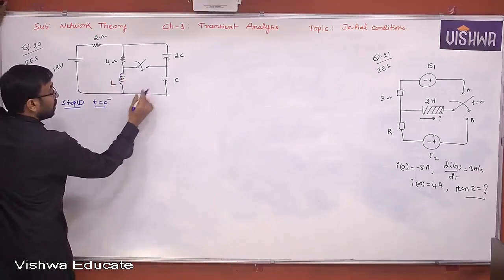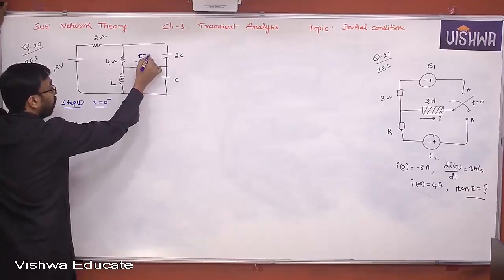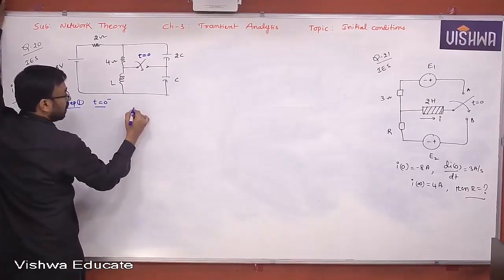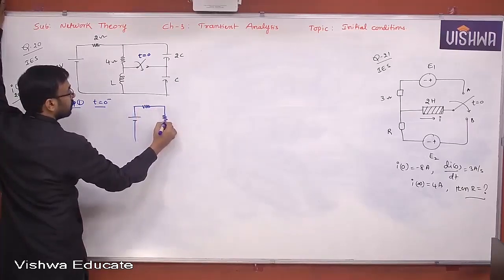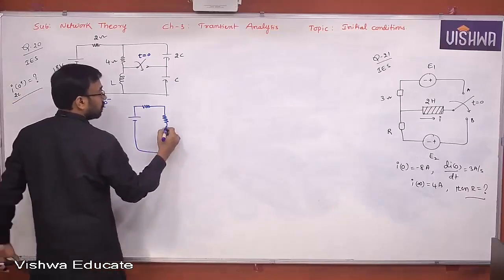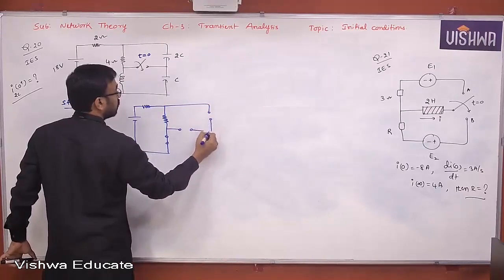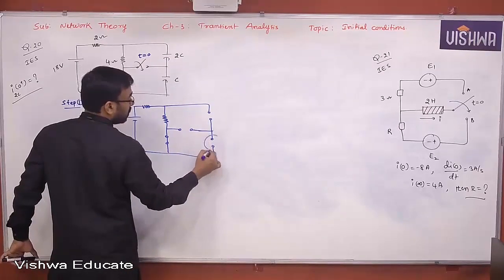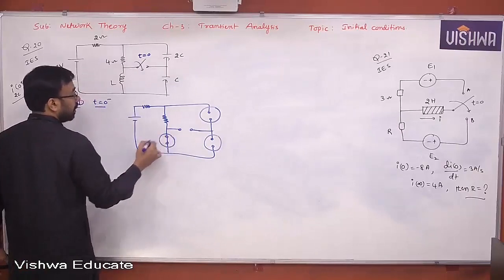Inductor is acting like short. Capacitors are acting like open circuit. Switch is actually in open condition for t less than 0 or t equal to 0 minus. So what do you get here? I get something like this. Let me draw it clearly. This is open. Okay, this is capacitor C. This is 2C. This is inductor.